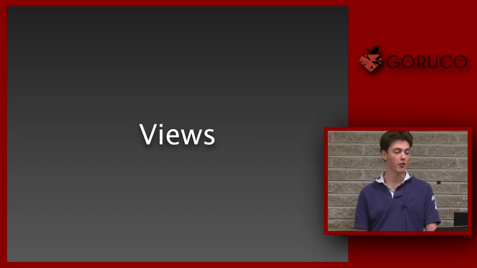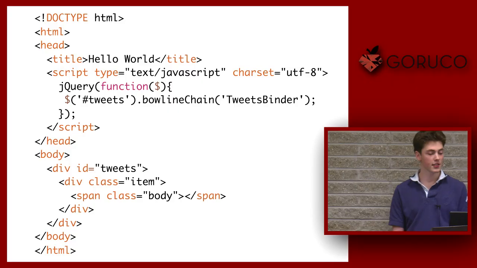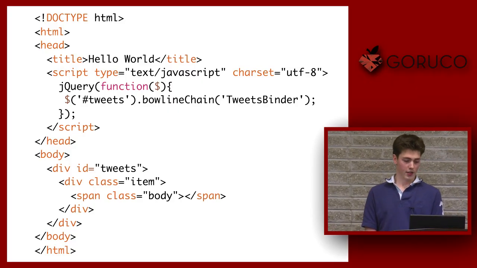So views are written in HTML and CSS3. Here's an example. You can see we've got this tweets div, which is bound to the tweets binder. And don't worry about the class of item, but the class of body is important because that automatically gets populated by the model.